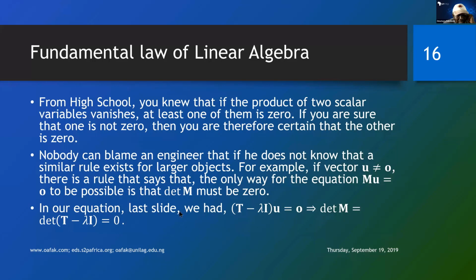So, therefore, in our equation in the last slide, we have that T minus lambda I times U is equal to zero. Therefore, the determinant of T minus lambda I must be equal to zero. Is this zero a scalar, a vector, or a tensor? Oluwatife, you are wrong. The last zero here is not a vector. It's a scalar, because the determinant of a tensor is a scalar. When we say the determinant is zero, it has to be a zero scalar.